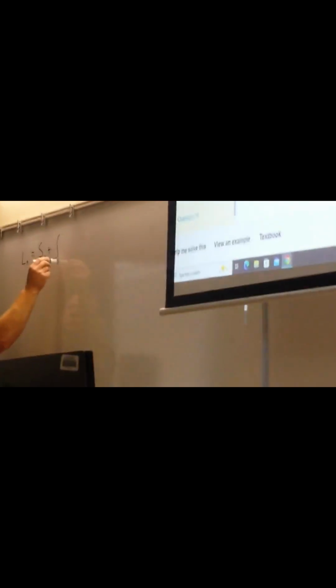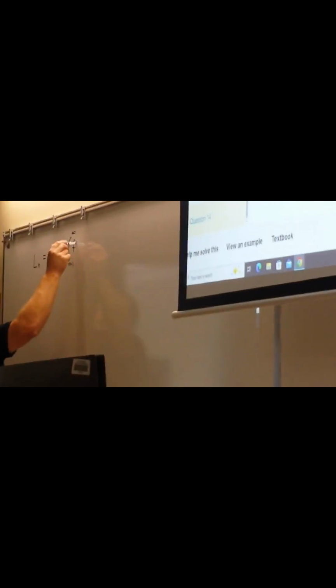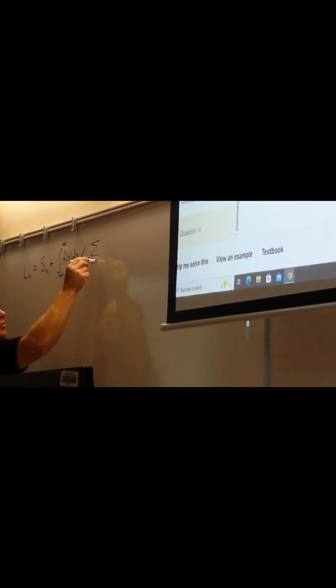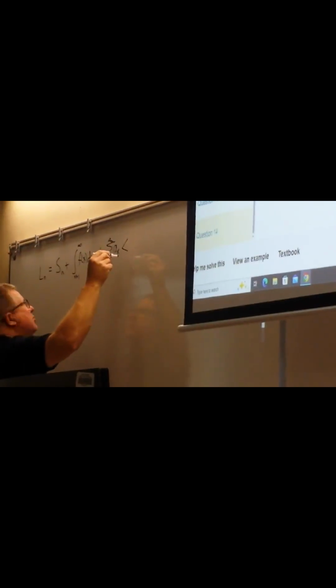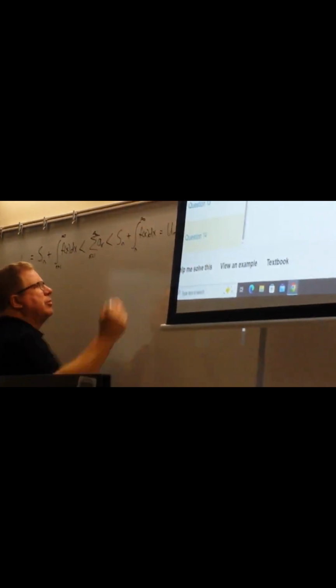we have this. The lower bound, L sub n, equals S sub n plus the integral from n plus 1 to infinity of f of x dx, less than the sum is less than S of n plus, now this integral starts at n, which is U sub n. Did I get that all correct?